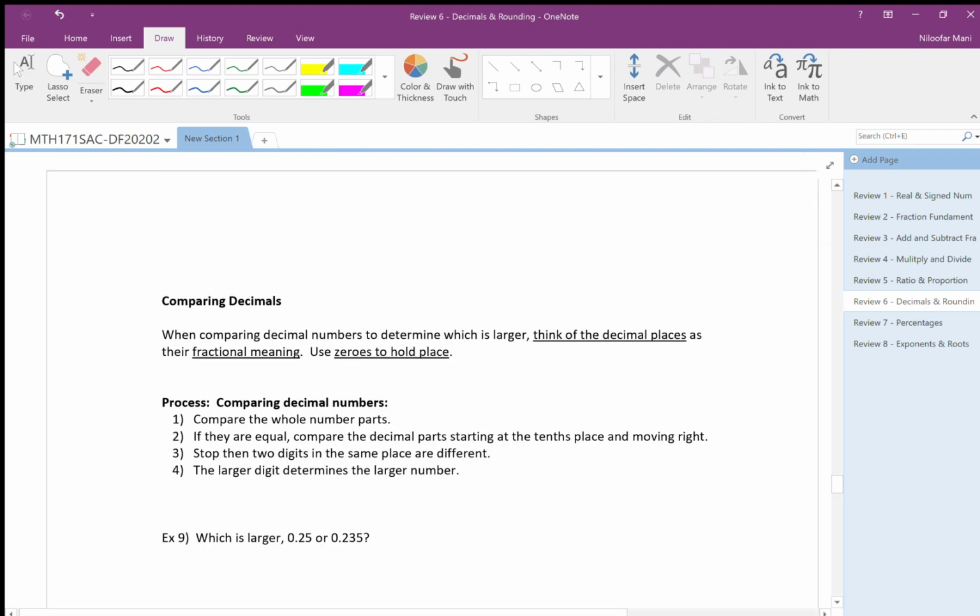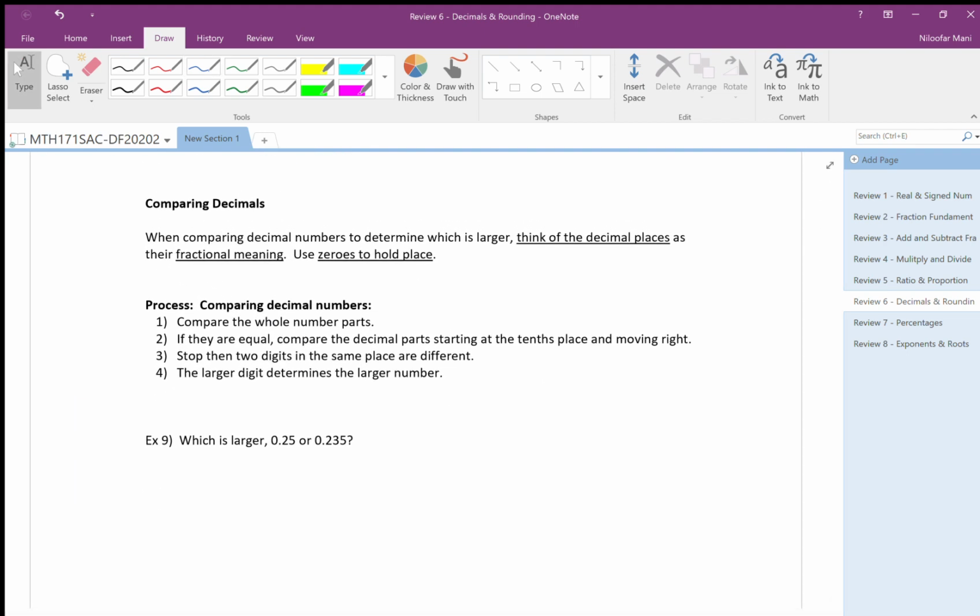So now I can continue here comparing decimals. When you are comparing decimal numbers to determine which is larger, think of the decimal places as their fractional meaning and use zeros to fill places. I want to show you what I mean here. You want to compare decimal numbers. Compare the whole number first.